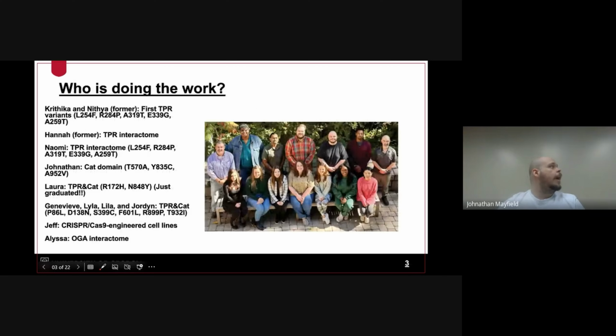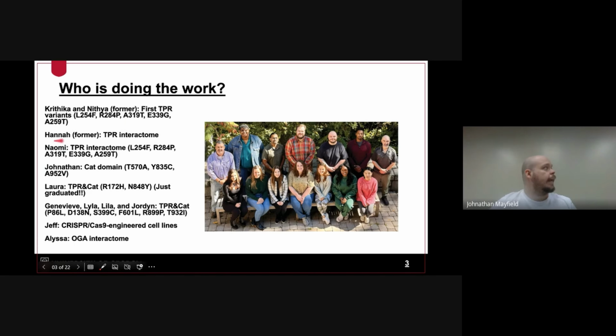There we go. So the work in the lab really started with Krithika and then Nithya. These are both former members of the lab. They characterized the first 5 variants that you see here. And all of those are in the TPR domain. I'll get into what that is on the next slide.